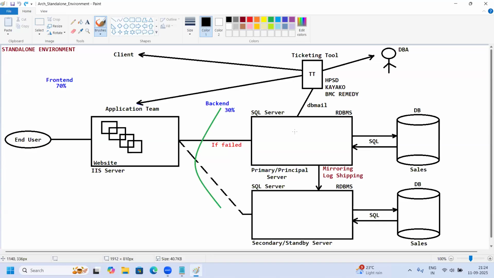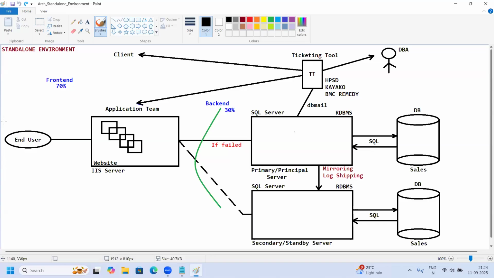Why do you want to configure them? Because whenever information is getting stored in the primary server, parallelly, the same information has to be recorded in the standby server. Whatever information is being recorded in the primary server, the same information has to be recorded in the standby server. That is the work of mirroring and log shipping.